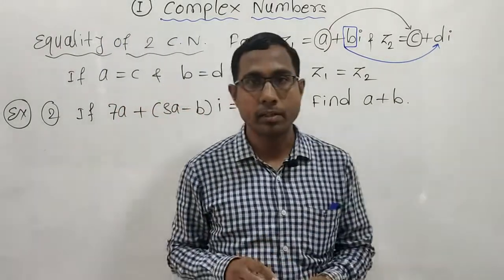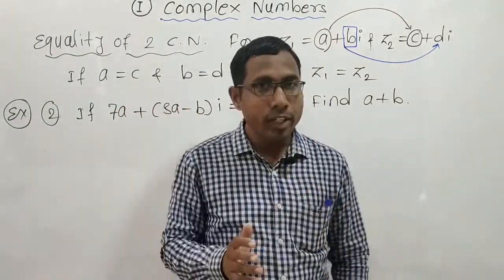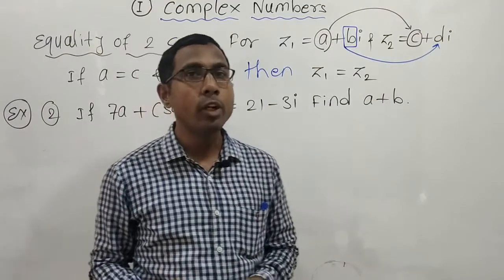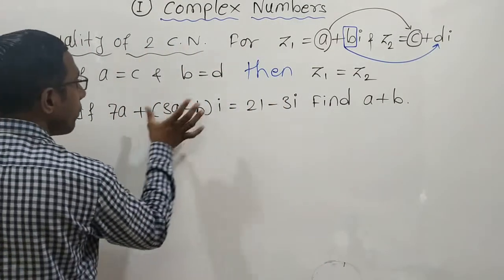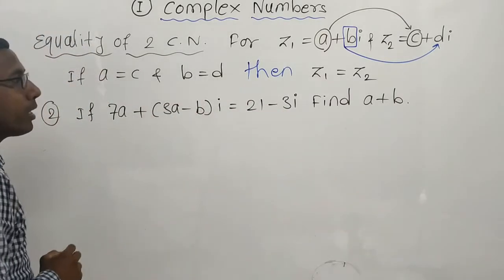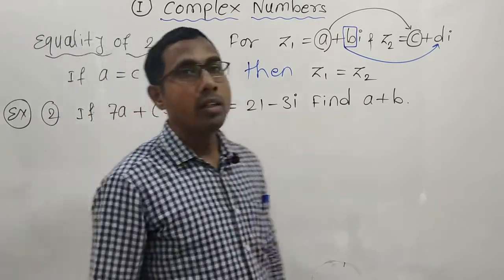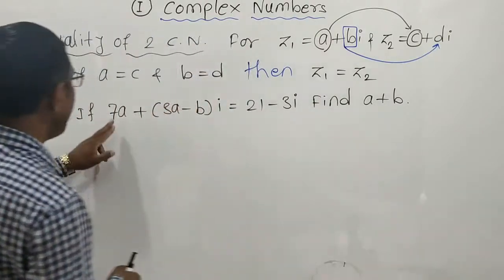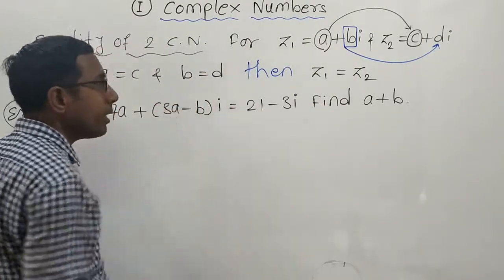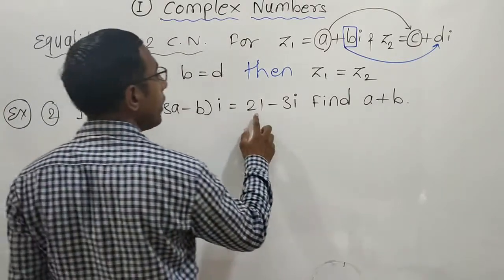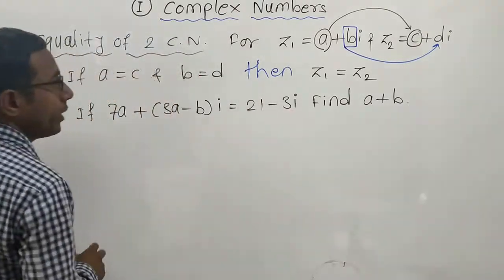Find a plus b. In order to find a plus b, one needs to first find what a is and what b is. Here on the LHS we have one complex number, and on the RHS we have another complex number. Here 7a is the real part, and 3a minus b is the imaginary part.